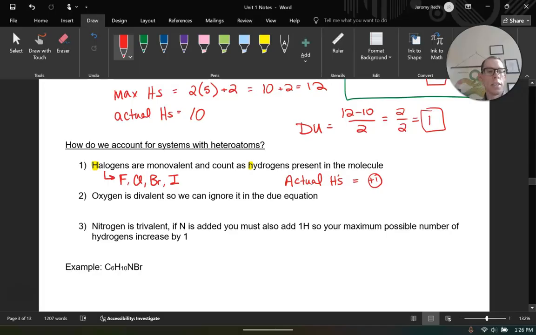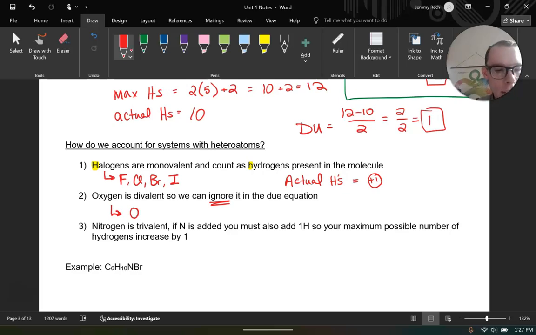Next is going to be oxygen. Oxygen is my favorite because oxygen wants to form 2 bonds, and that means it doesn't affect the calculations at all. So anytime you get an oxygen, you just ignore it, which is really nice and easy.